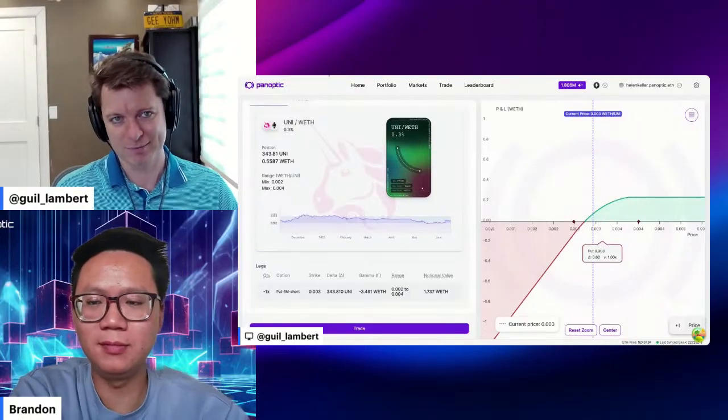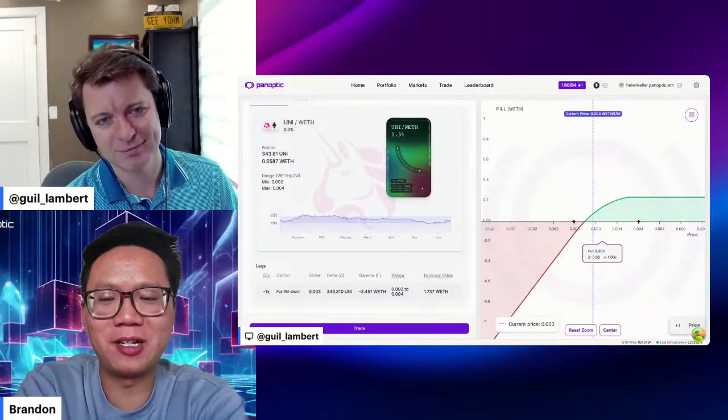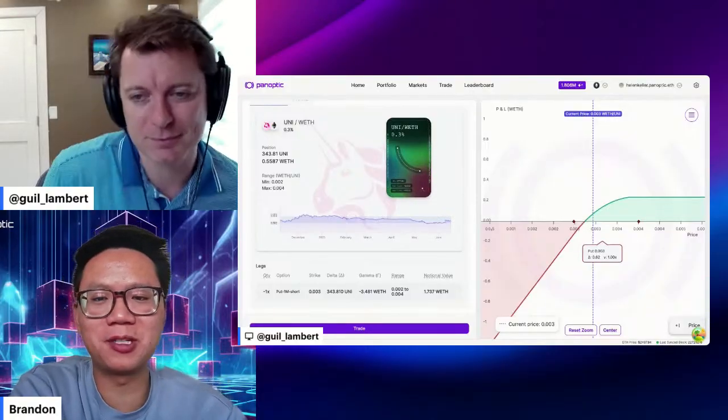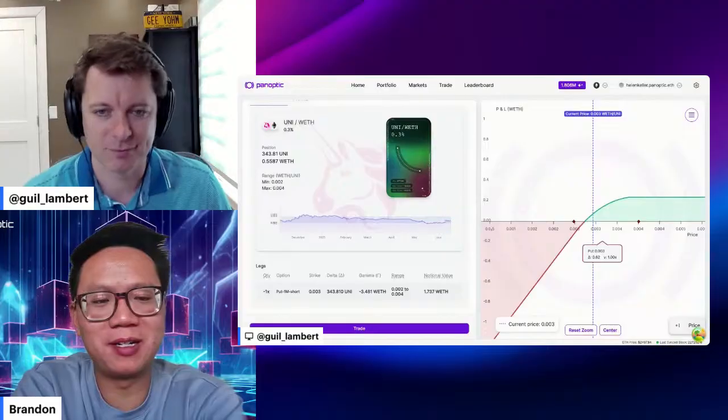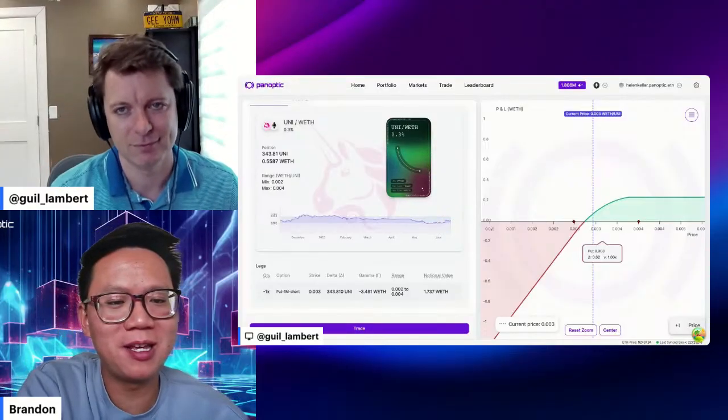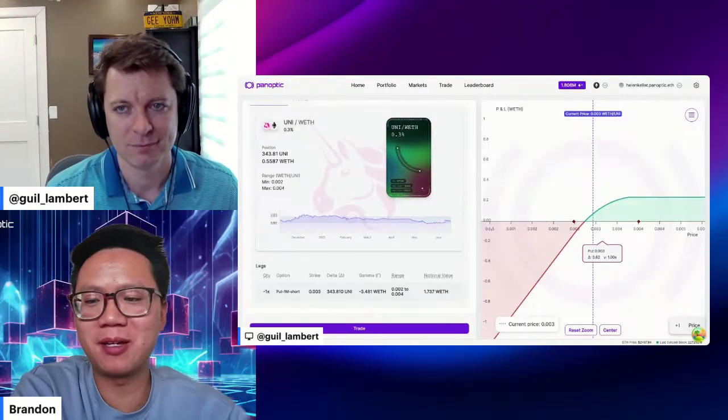Thanks for clarifying. Yes, so it sounds like a very important underlying assumption here is that ETH is the denominated quote asset, as you mentioned many times, and that's how we can graph out this payoff.